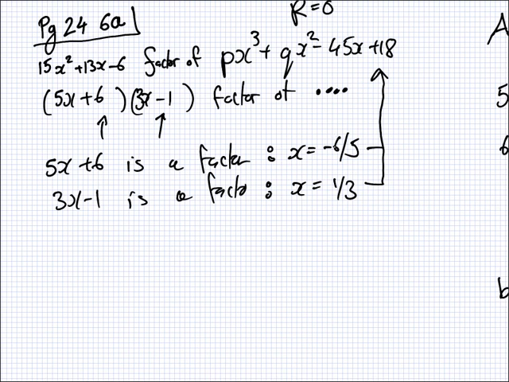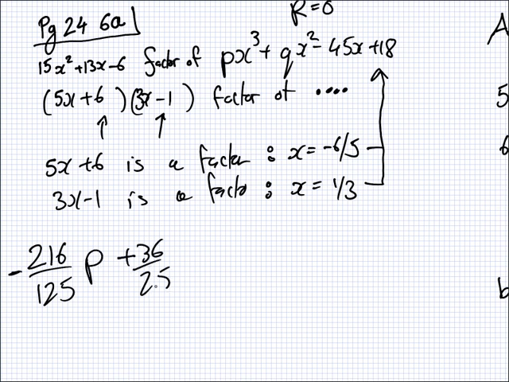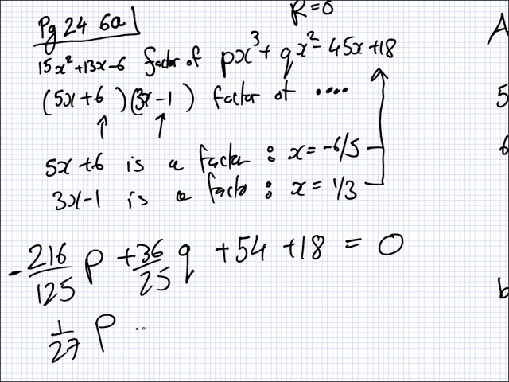6 over 5 cubed. What the heck is that? Something ugly, huh? 216 over 125, with a minus. P plus 36 over 25 Q minus 54 plus 18 equals 0. Ugh, and then 1 over 3. What's that? 1 over 27 P plus 1 over 9 Q.